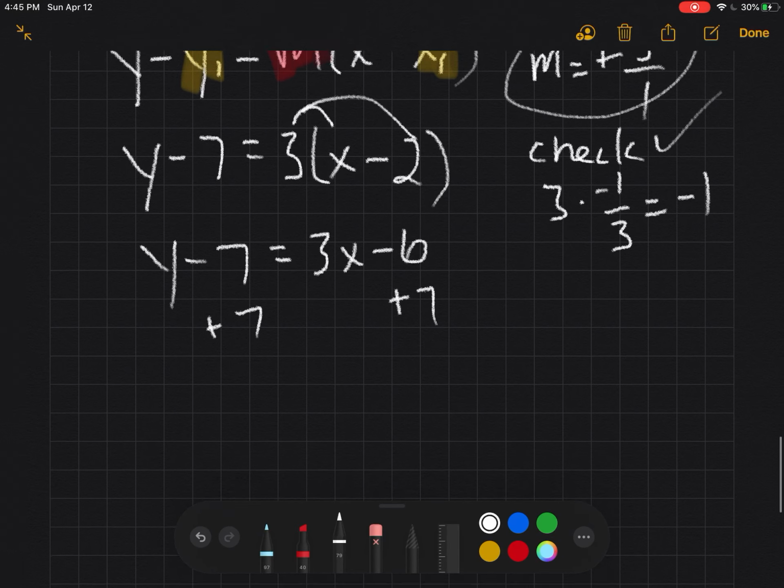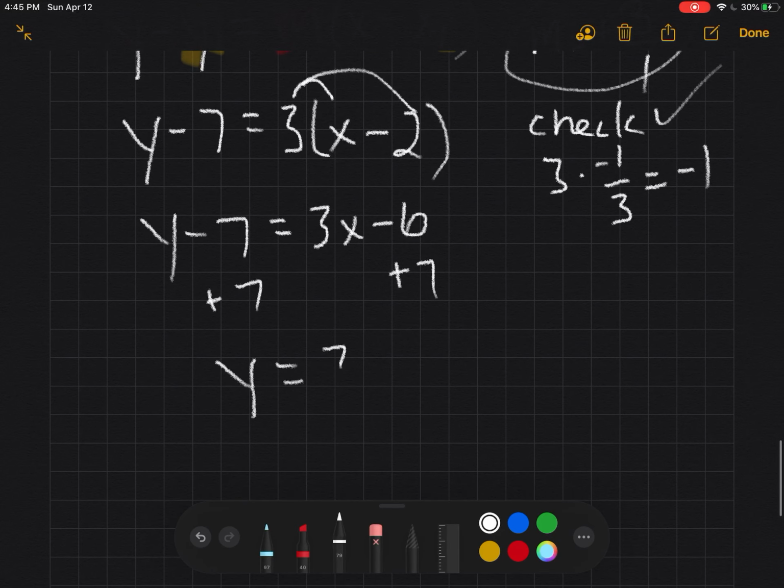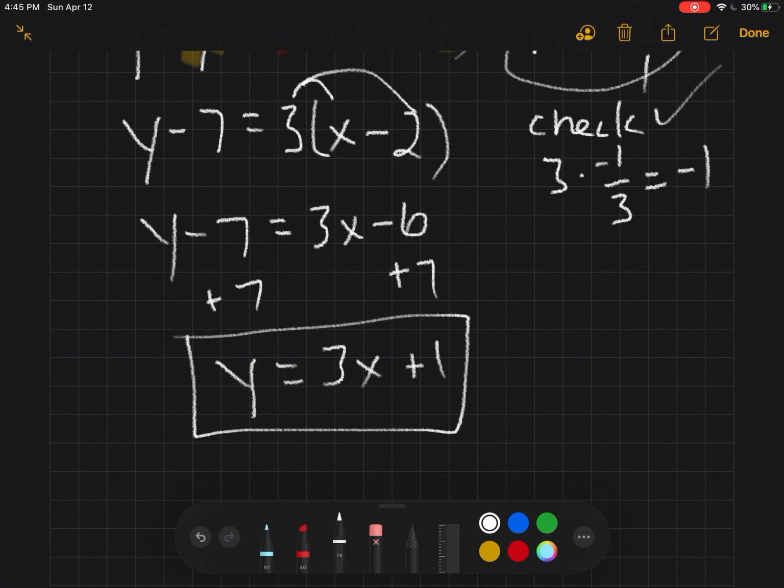And then I go ahead and put this into slope-intercept form by distributing my 3. y minus 7 equals 3x minus 6. And then I add 7 to each side. And I get y is equal to 3x plus 1.